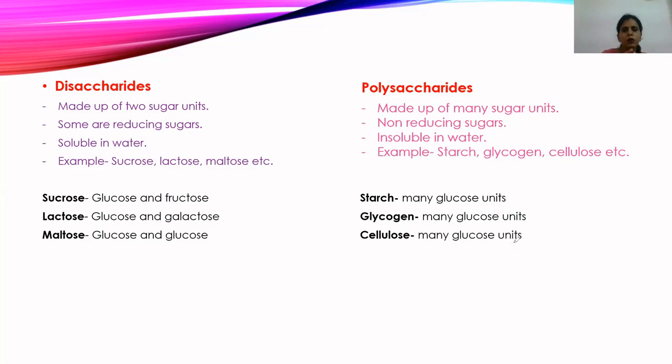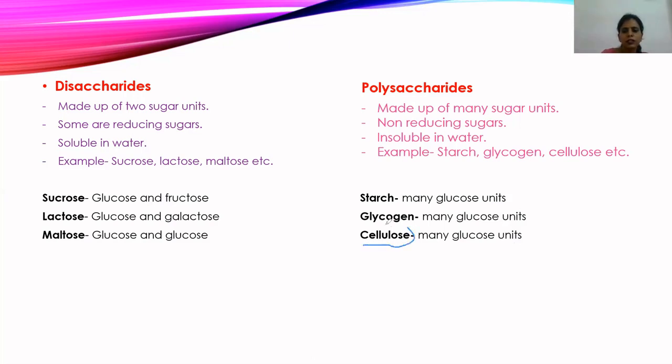There are many glucose units present in starch, glycogen, and cellulose, but the arrangement of these glucose units is different. Whether there is one single chain of glucose, or a branched chain, or how many branched chains are present and how much interbranching is present between these chains. So the structure completely differs, but yes, the monomer of all these three is a simple glucose molecule. Many glucose molecules join together and form starch, glycogen, and cellulose.